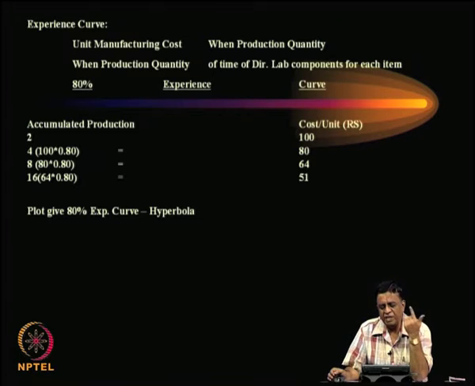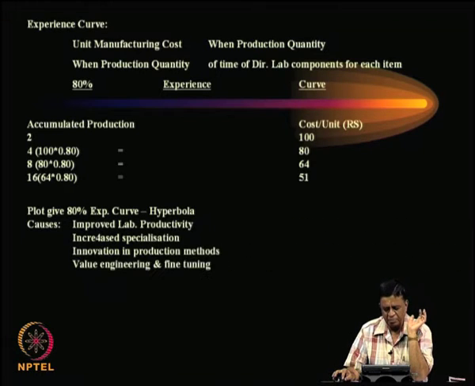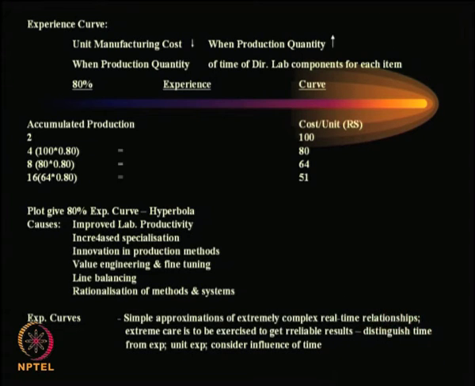So, when that learning is getting reflected in higher production, what is going to happen? The unit manufacturing cost will come down. So, when the unit manufacturing cost comes down, what is going to happen? I am giving you a small example of this experience curve. The unit manufacturing cost decreases when production quantity increases.